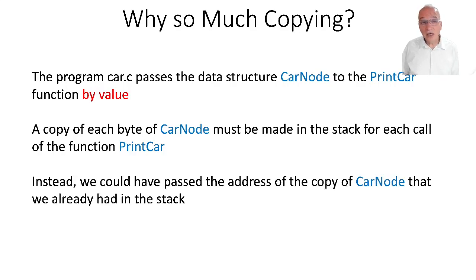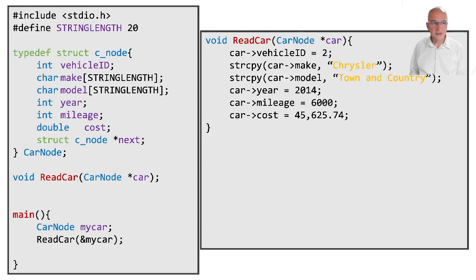Instead, we could have passed the address of the copy of car node that was already in the stack. Now, the decision of whether you can pass an address to a function is up to the programmer. In certain cases, it's perfectly all right to do that. In other cases, it's not. So the programmer has to decide. The point of this lecture is that when making this decision, the programmer needs to be very aware of the cost of passing by value instead of passing by reference.